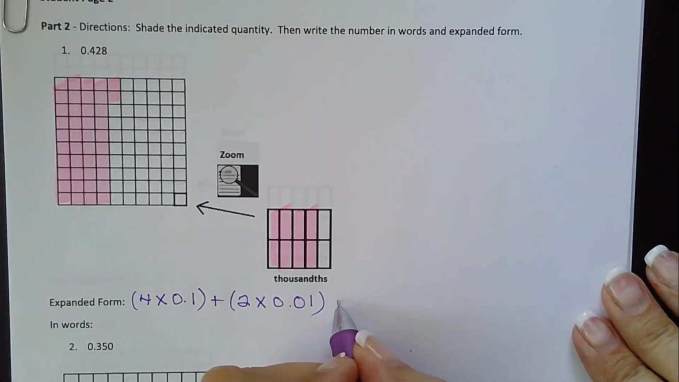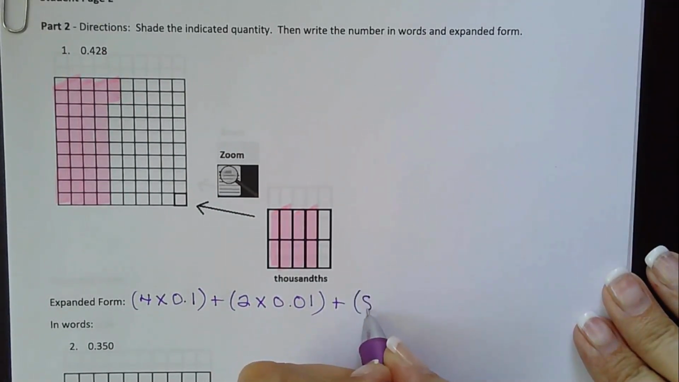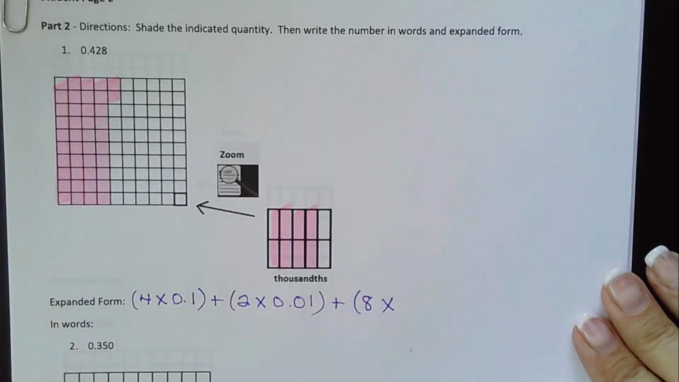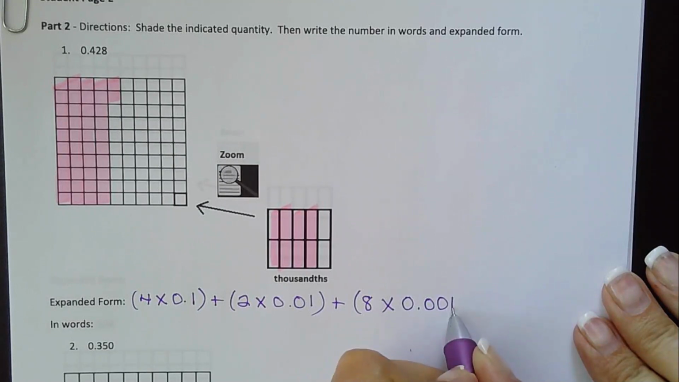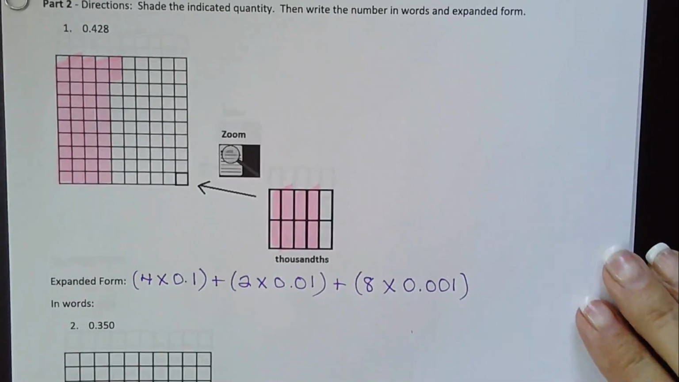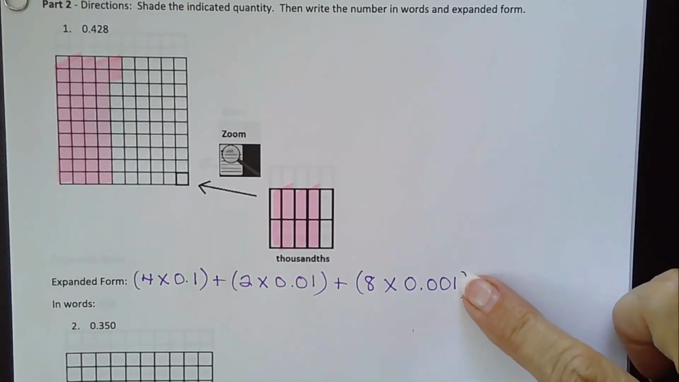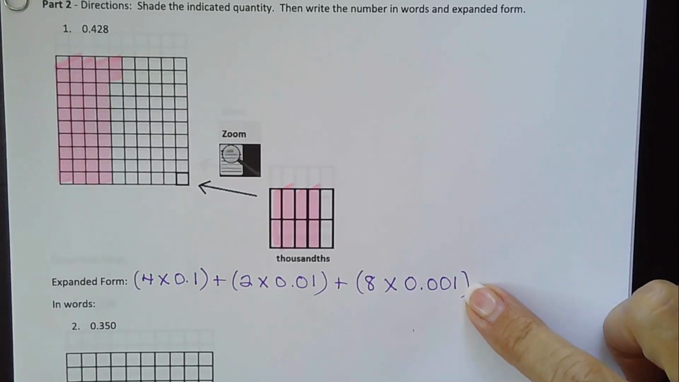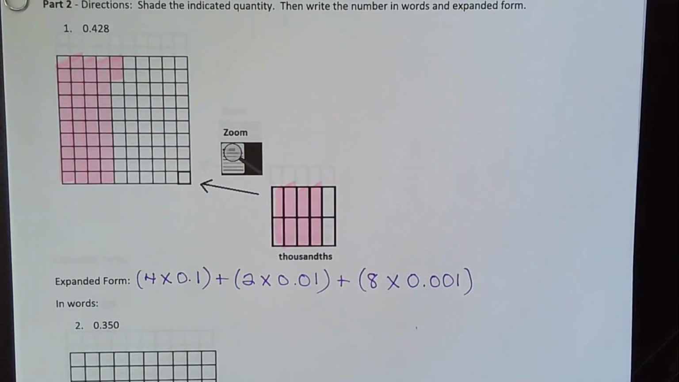And plus 8 times 1/1,000th, because 8 is in the thousandths place, that should have 3 decimal places, so 0, 0, 1. So 8 times 1/1,000ths. Okay, so tenths, hundredths, thousandths. Tenths has 1 zero, 1 decimal place. Hundredths has 2 zeros, so 2 decimal places. 1,000 has 3 zeros, so 3 decimal places.